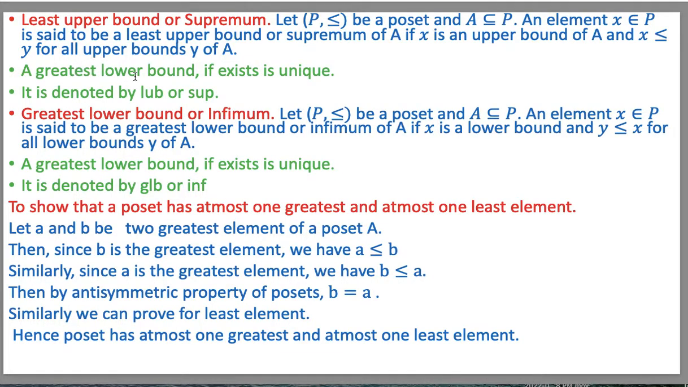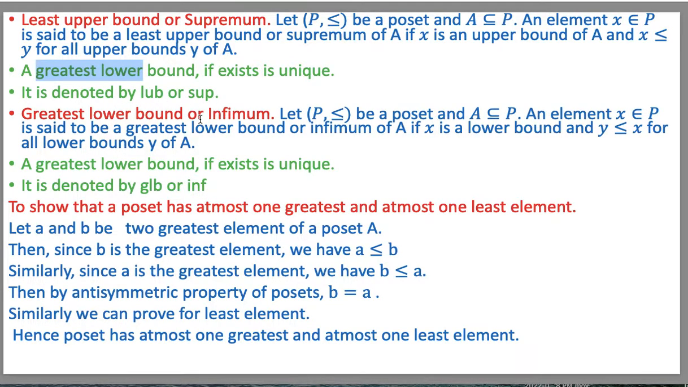The least upper bound, if it exists, is unique, and we denote the least upper bound by LUB and the supremum by SUP.